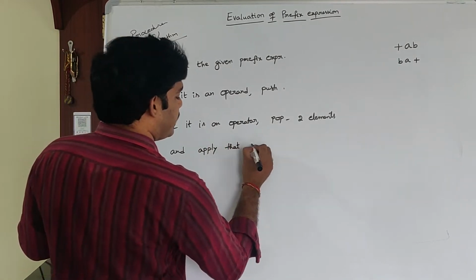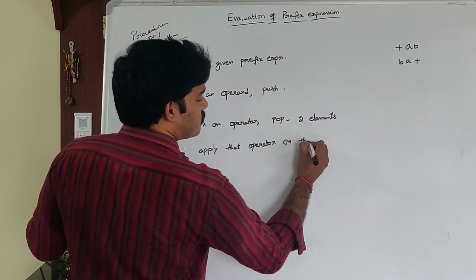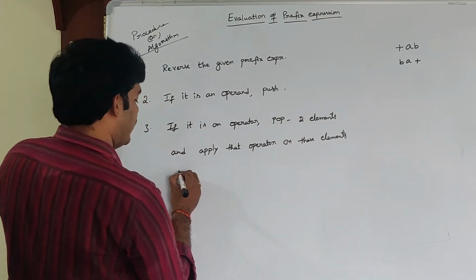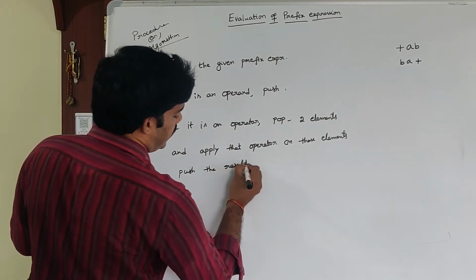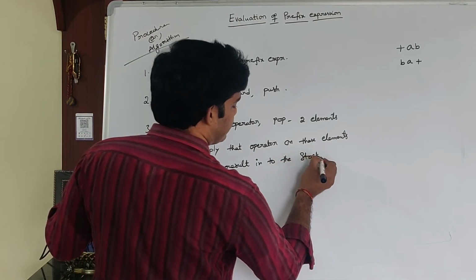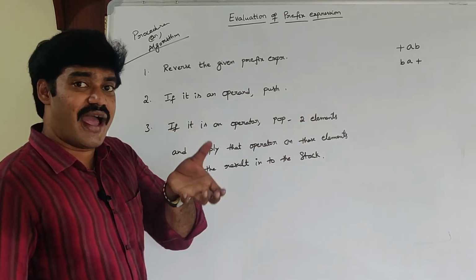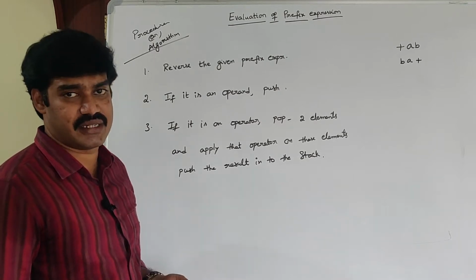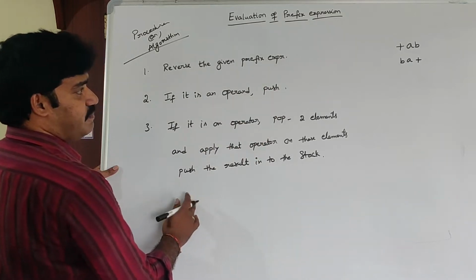Apply that operator on those two elements. Elements means operands. Finally, push the result into the stack. When the expression has ended, the value that finally remains in the stack is the final result.